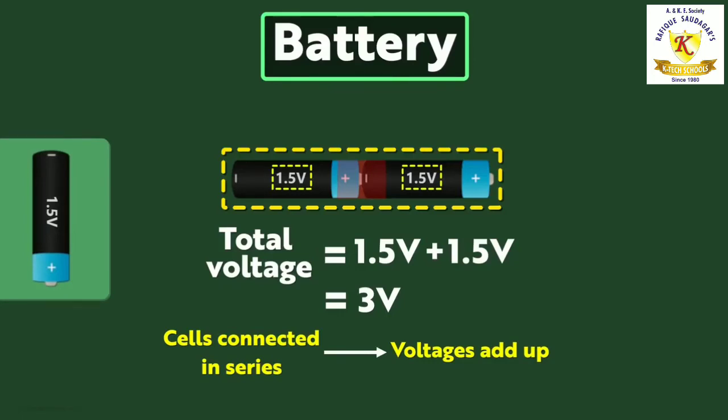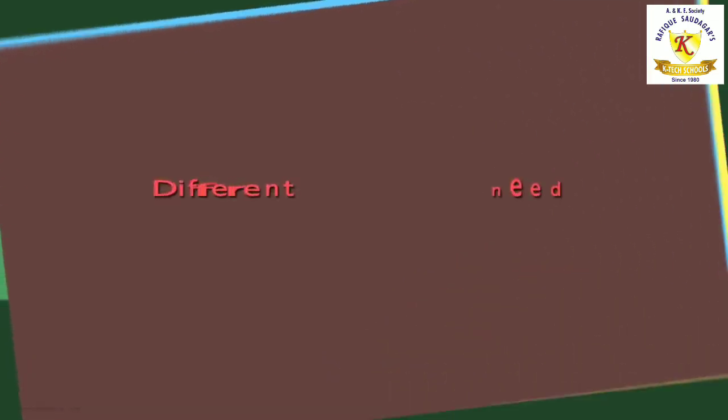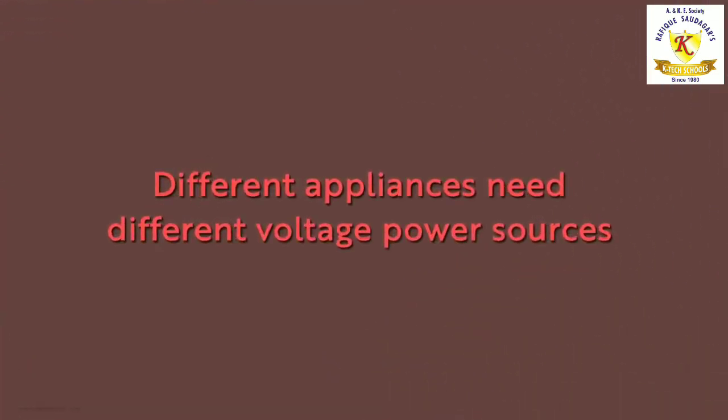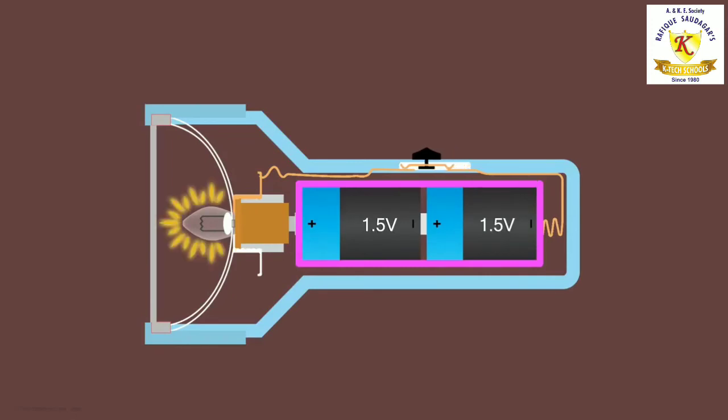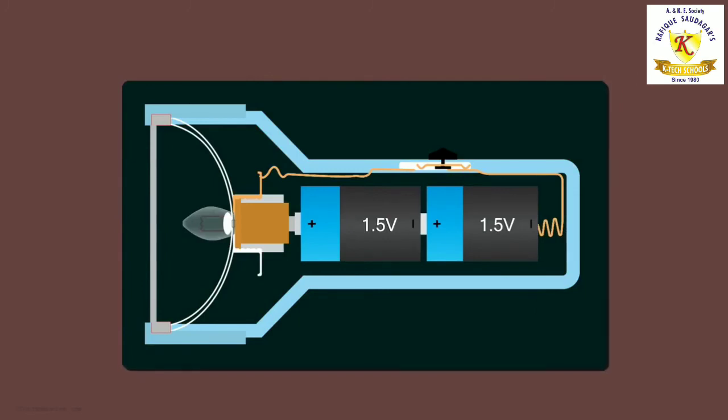But wait, it does not mean that this battery will last twice as long. So what does it imply? We first need to understand that different devices require different voltage power sources for functioning. A torch bulb in our torch requires a 3 volt battery to light up brightly. This is why the series combination of cells is used in the torch.